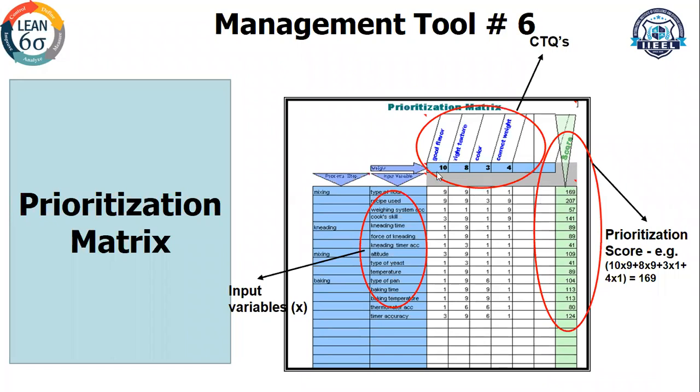And the score is calculated based on the weightage into score: 10 into 9, 8 into 9 plus 3 into 1 plus 4 into 1. Same way for the next one, 10 into 9 plus 8 into... So this is the prioritization score. So you will get a score like this.